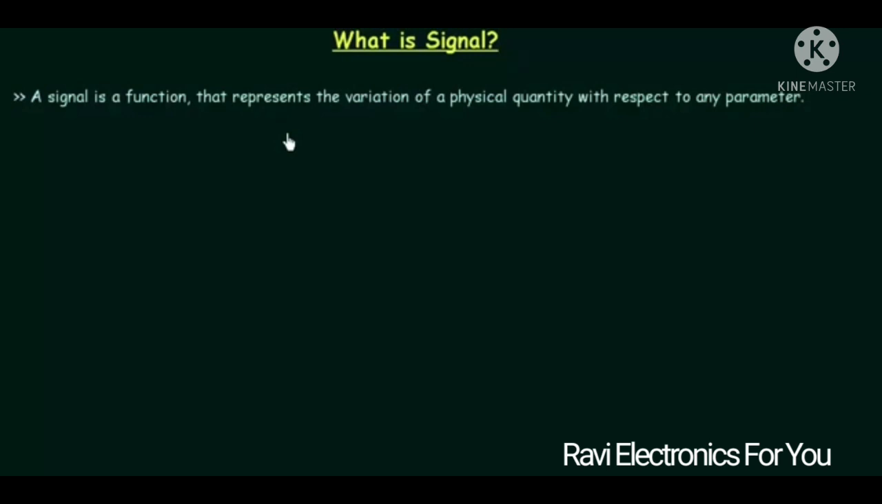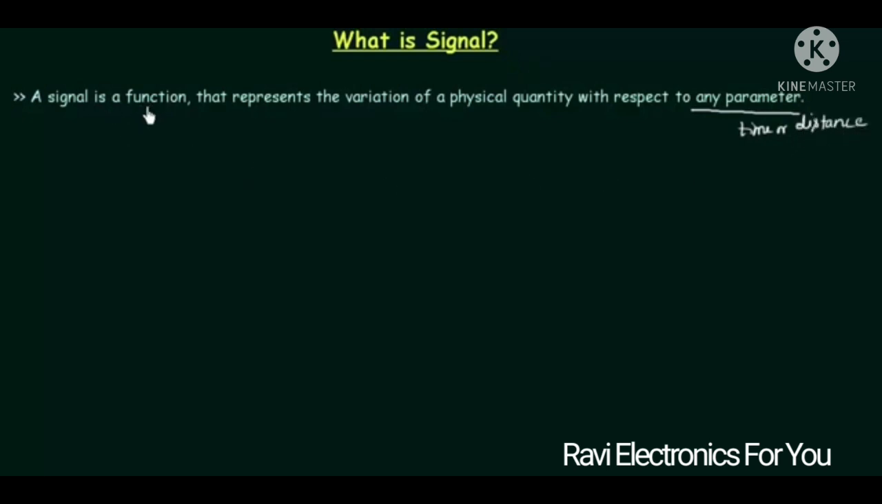We will first see what a signal is, then an analog signal, a discrete time signal, and then a digital signal, so that we can start our digital electronics course. So let's move to the signal. A signal is a function that represents the variation of a physical quantity with respect to any parameter. This parameter is the independent quantity, and it is generally time or distance.